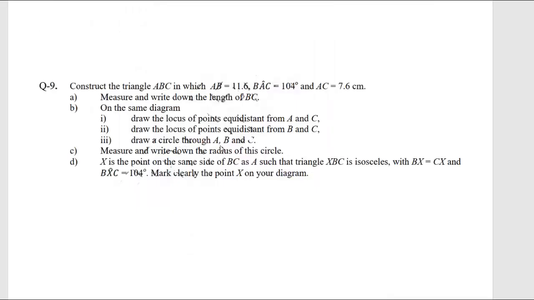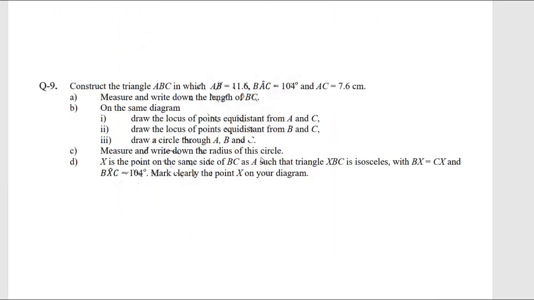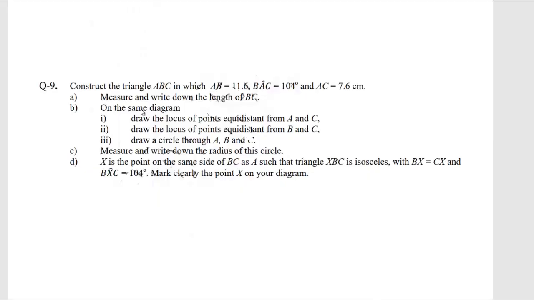Draw a circle through A, B and C. From the circumcenter, the length to any one corner of the triangle is the radius of the circle. So we have drawn this circle, which is called the circumcircle. Measure and write down the radius of this circle. The radius of the circle is 7.9, which is the length from this center to any vertex of the triangle.